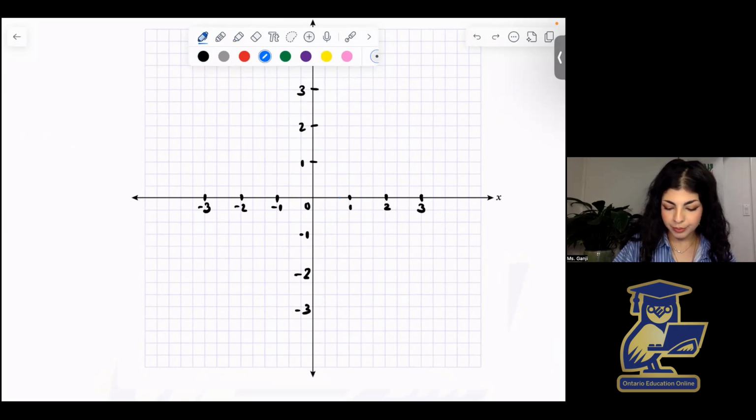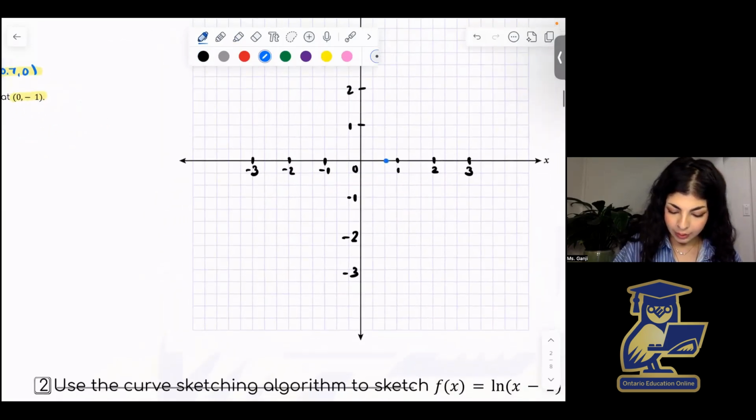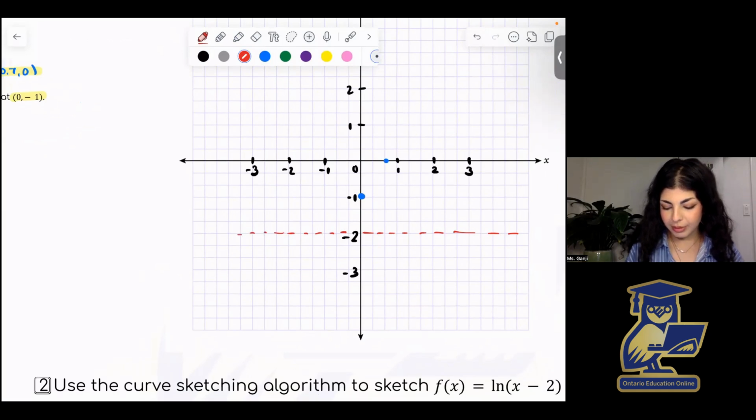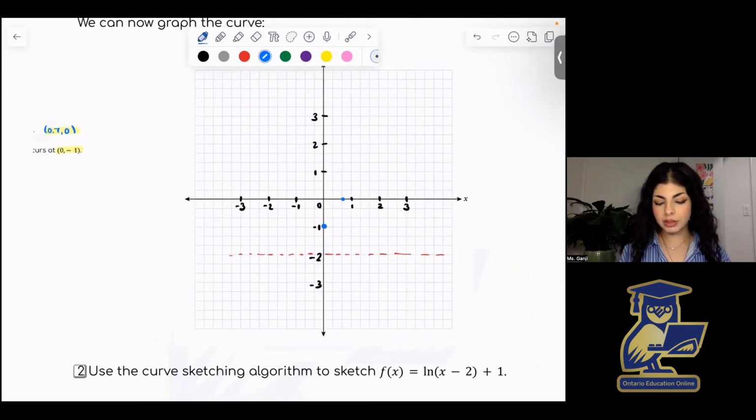And I'll do it in blue. And then we have 0, -1, and then we have our horizontal asymptote, just an approximate. Okay, there we go. So then all I have to do now is draw an increasing function that is concave up going through these 2 points.